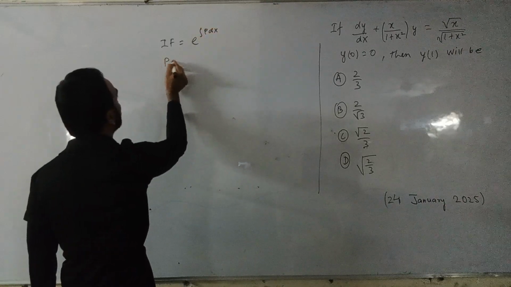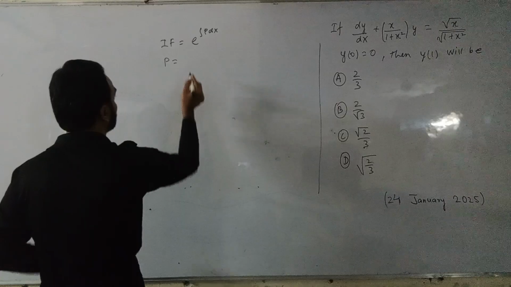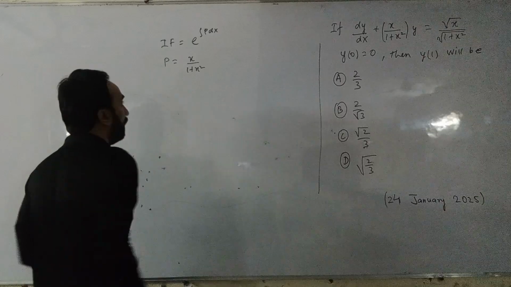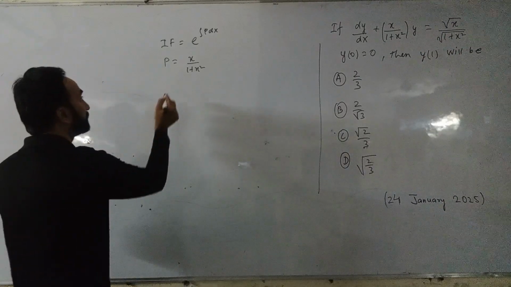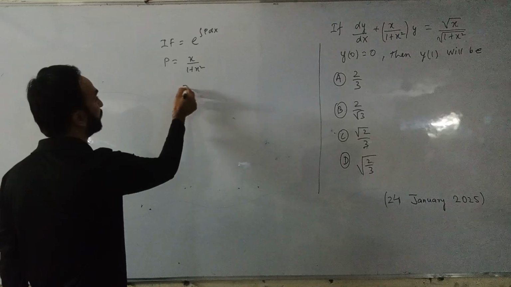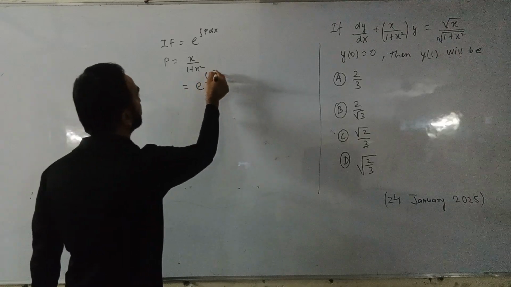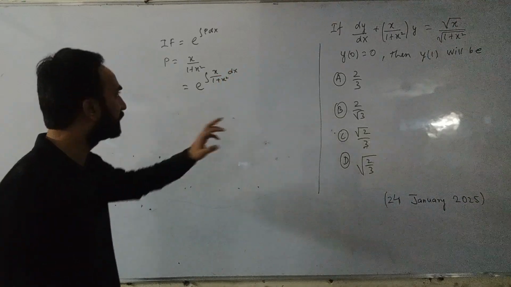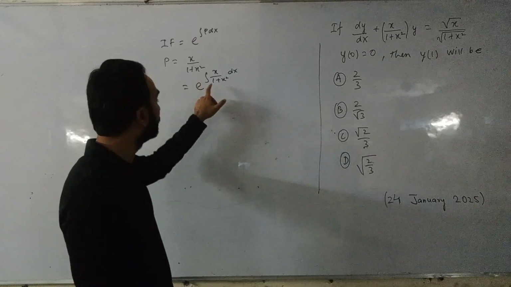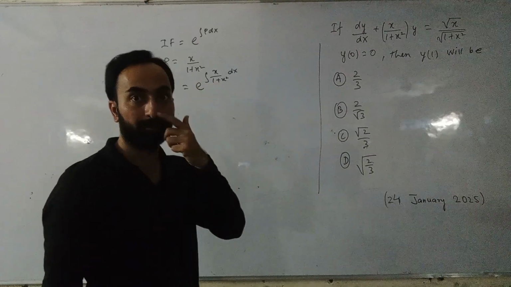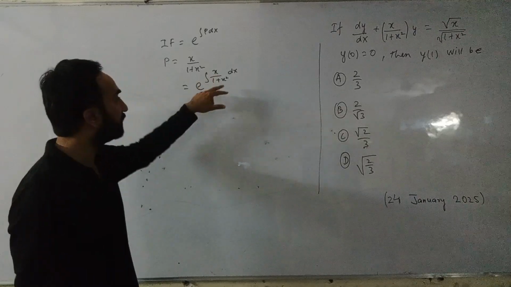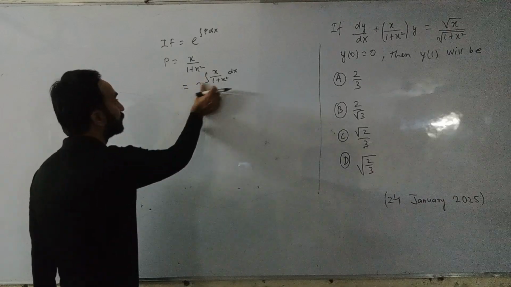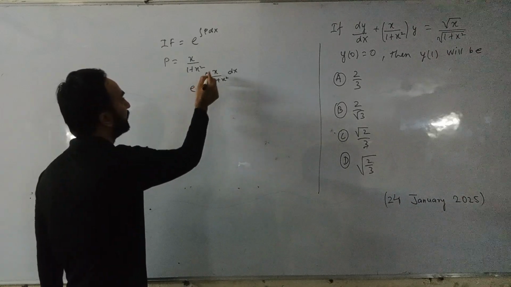And what is our P actually? Our P is x/(1+x²). So when I solve it, it is e to the power of ∫x/(1+x²) dx. But if I differentiate the denominator, the derivative will be 2x. To apply the property where the numerator becomes the differentiation of the denominator, I need at least 2 in the numerator.